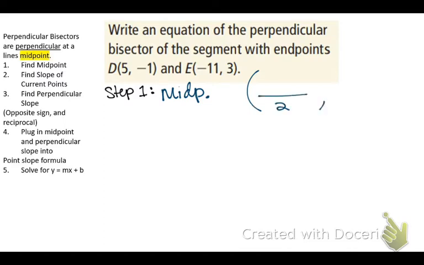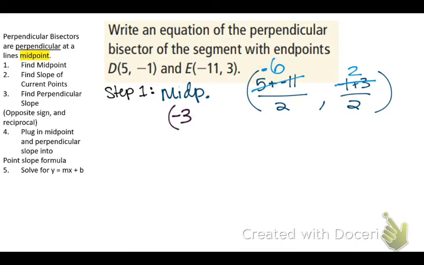What are my two x's? 5 plus negative 11. What are my two y's? Negative 1 plus 3. So 5 plus negative 11 is negative 6. Negative 1 plus 3 is 2. So we should get negative 3, comma 2.